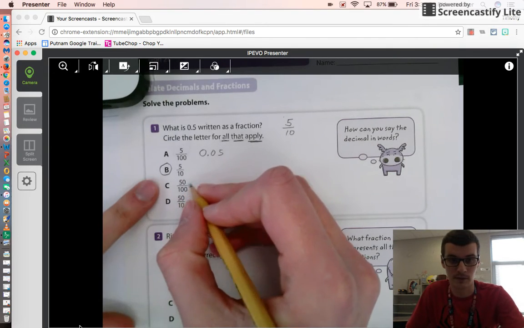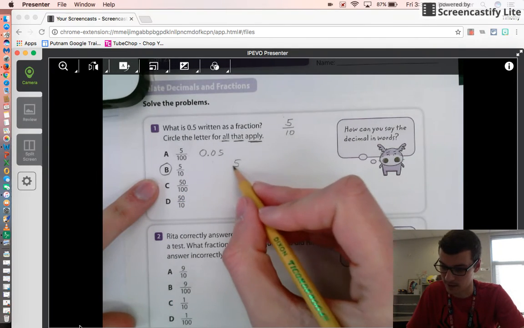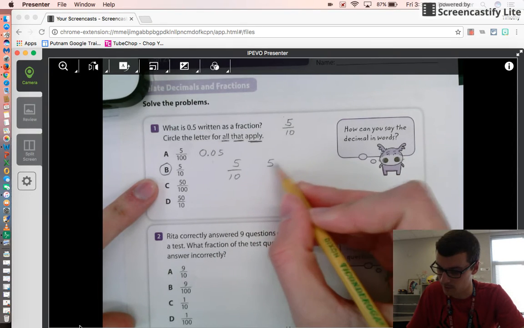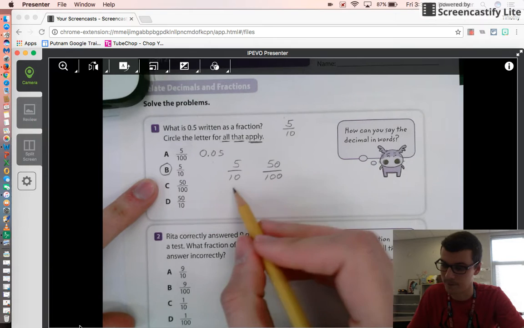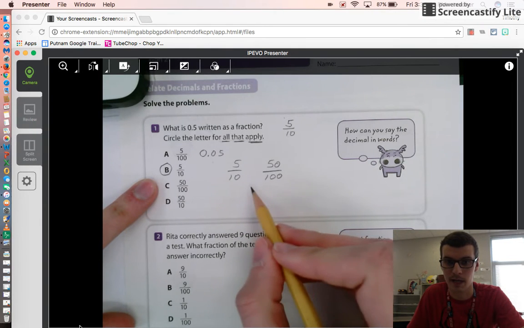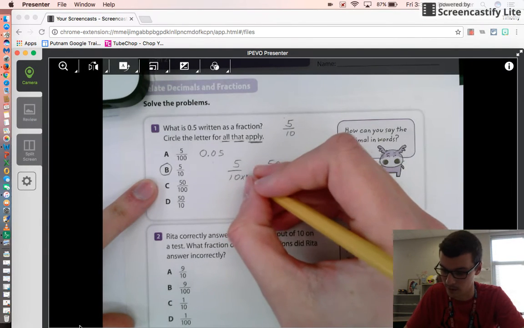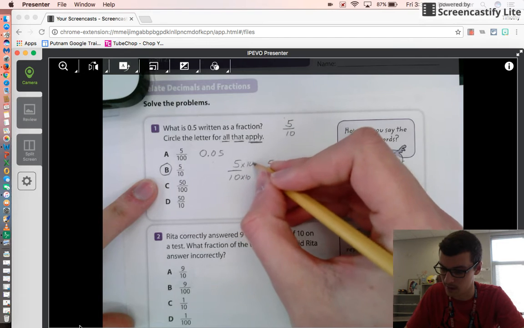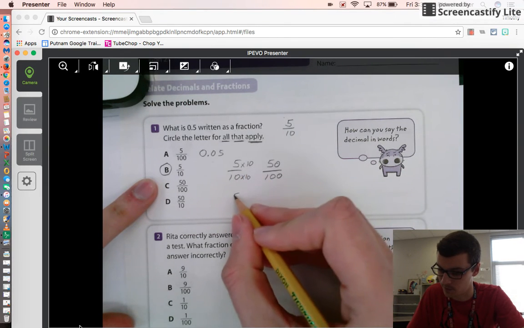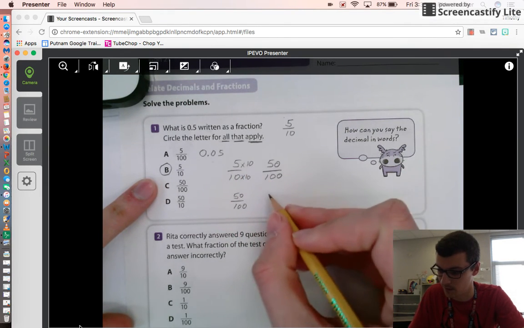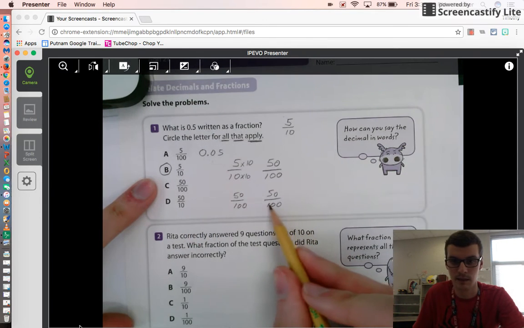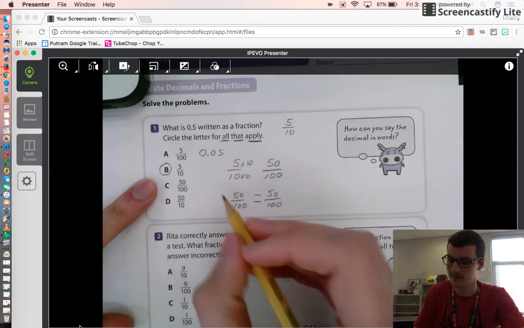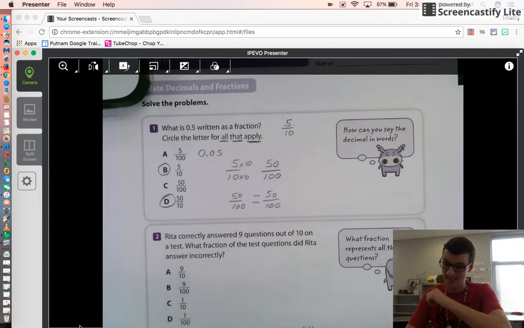Now, all we have to look for is C. So 5/10 compared to 50/100. The common denominator I could have between 10 and 100 would be 100, because I could do 10 times 10 and 5 times 10, which would be 50 over 100, compared to 50 over 100, which would give me an equal sign. So that would be D. So B and D there.